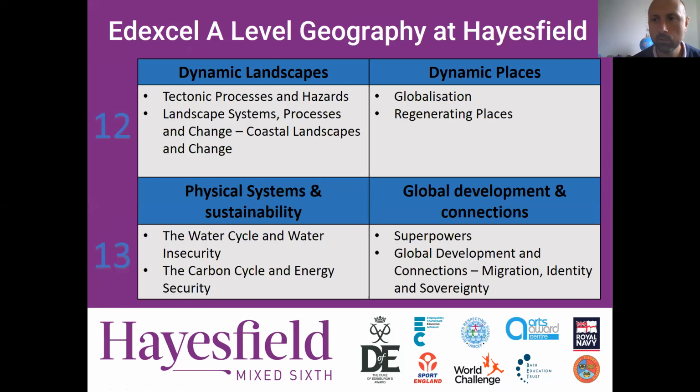A little overview of what you'll be learning across the 2 years at A-Level. In Year 12, we have units on dynamic landscapes, basically physical geography units, and units in dynamic places, basically human geography units. The physical units are tectonic processes and hazards, which most of you will be familiar with from GCSE, although this will be taught and studied obviously at greater depth.